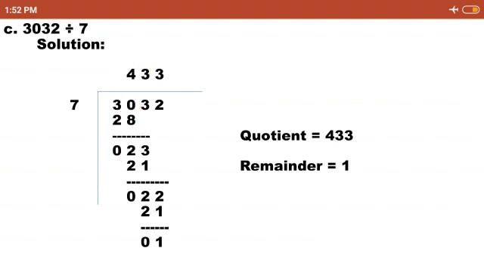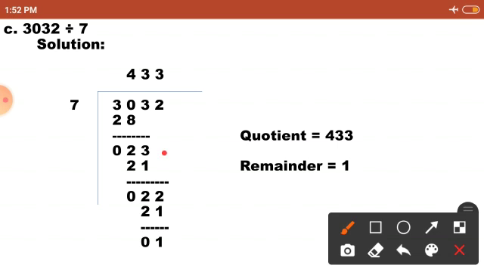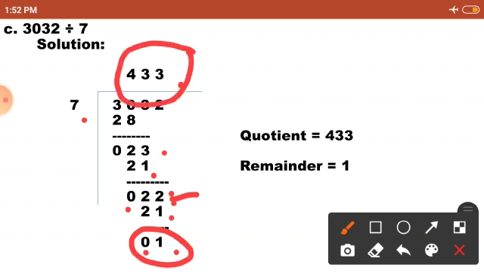Take the next number, that is what? 3. Now it will become what? 23. So 7 3s are what? 21. 3 minus 1 you will get 2 and 2 minus 2 you will get what? 0. Take the next number, that is 2. Now this number will become what? 22. Again 7 3s are what? 21. Just subtract this. 2 minus 1 you will get 1 and 2 minus 2 you will get 0. Now the remainder is 1 and the quotient is 433.